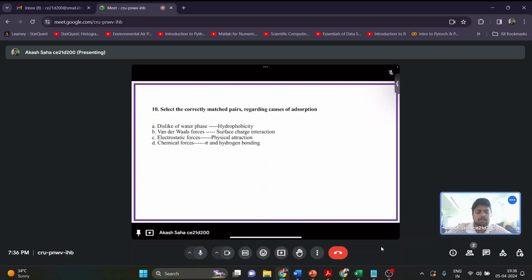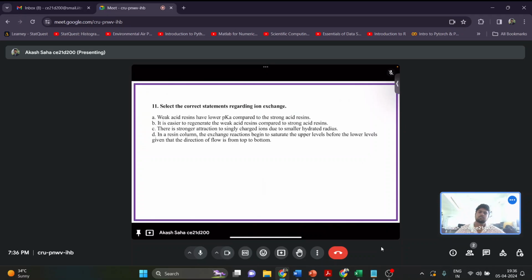And at last, about the chemical forces, it is pi and hydrogen bonding. So option D is correct. So here option A and D, which says option A as dislike of water phase as hydrophobicity, and option D as chemical forces for pi and hydrogen bonding. So option A and D are correct. Now let's move forward.